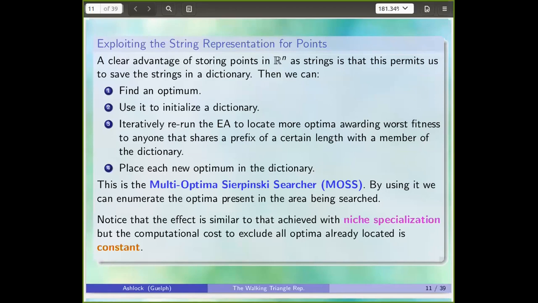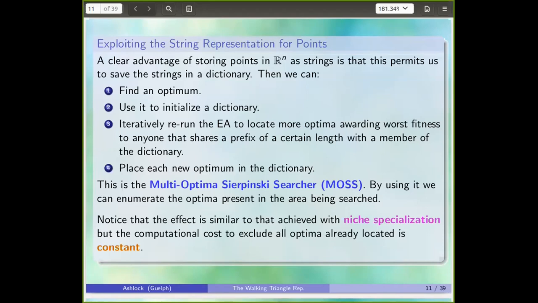That means the dictionary lets you blow holes in the search space surrounding the optima you've already found, and the length of the prefix tells you how big those holes are. You then put each of those new optima in the dictionary. This is the multi-optima Sierpinski searcher, and by using it, we can enumerate the optima present in an area being searched. This is very similar, for those of you familiar with evolutionary computation, to niche specialization, but instead of needing to compute the distances between all the solutions we found, we simply use a dictionary, which means the time to exclude optima already located is constant.